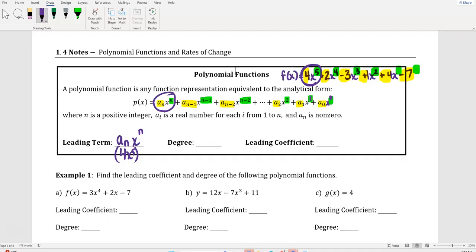The leading term is the whole term, that whole piece: the number, the variable, the exponent, everything. The degree is just the exponent. It is just the highest exponent of the polynomial. So in the complicated expression, what is the highest exponent that we have? It's the n. In the one that actually has numbers plugged in, it would be 5.